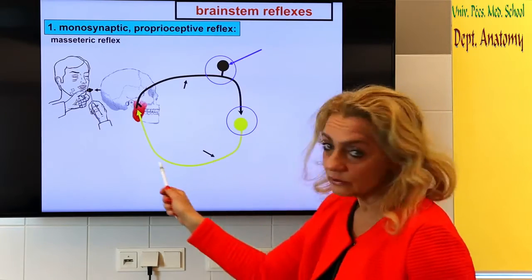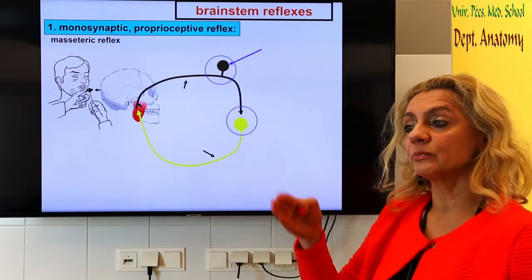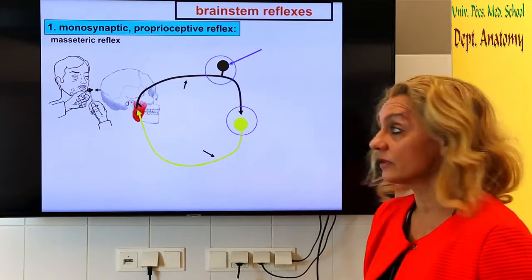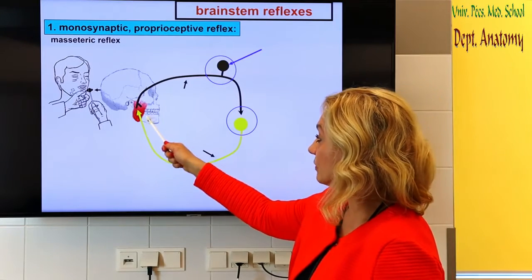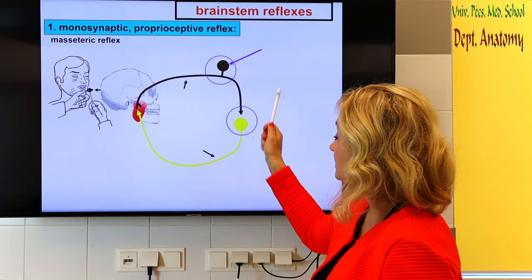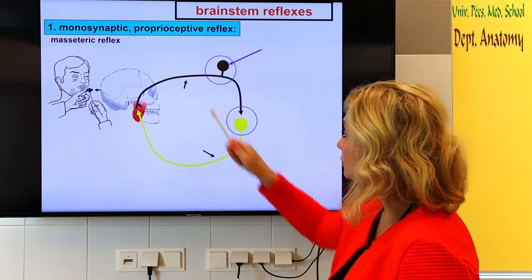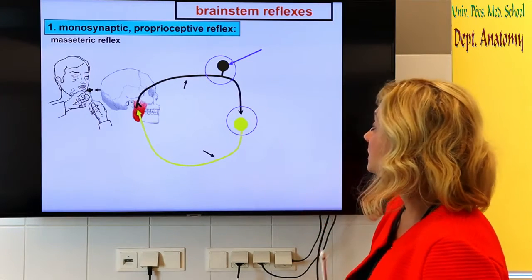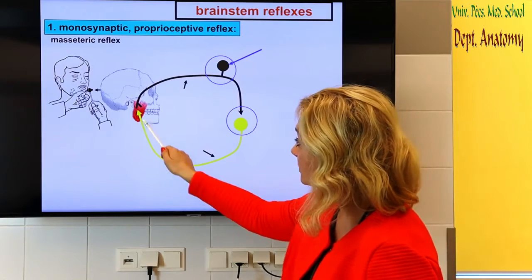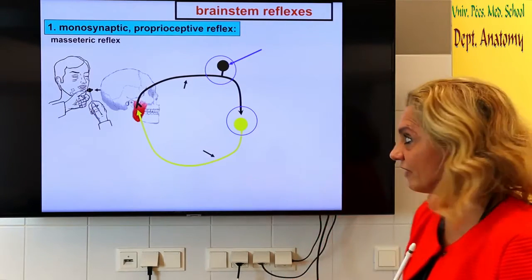And just like with the spinal cord reflexes, you will have to be able to list the parts of the reflex, starting with the receptor, then the afferent nerve, then the central connections, the efferent pathway, and finally the effector.